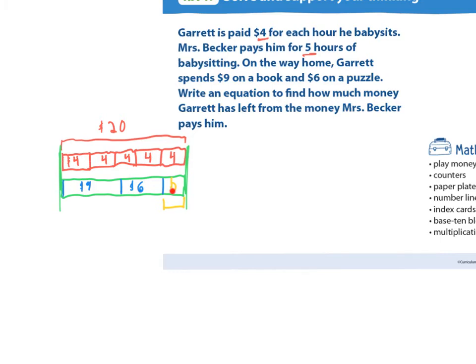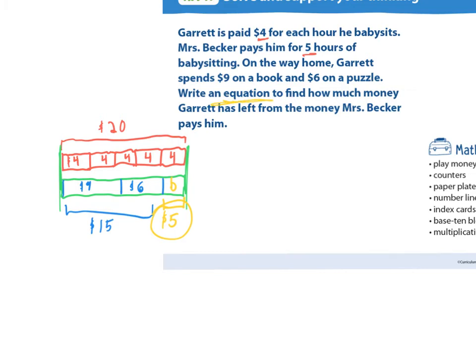Here's what he started with. Here's what he comes home with. He's not going to pick up any money along the way. So we've got 9 and 6, which means here we have a total of $15. So how much is left? If this is 15 and all of this is 20, that's going to tell us that B has got to be 5. And that's our answer. But it's not an equation.